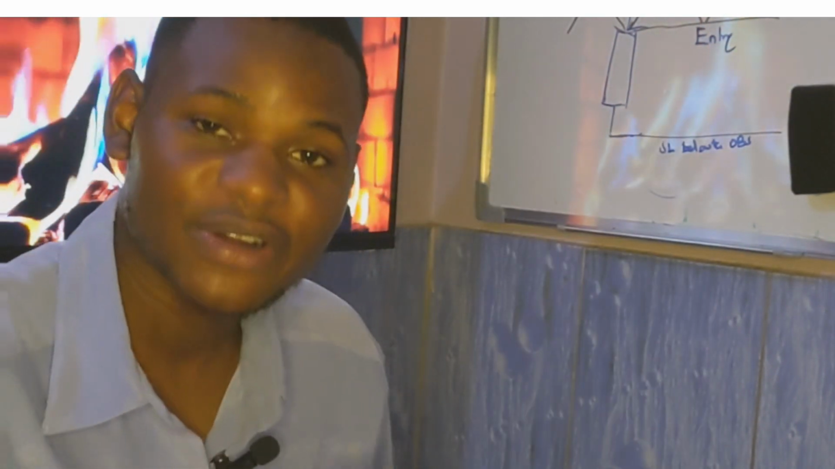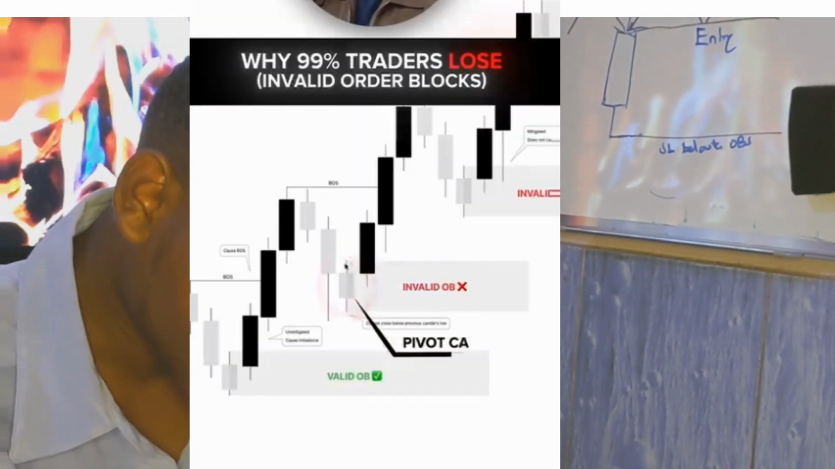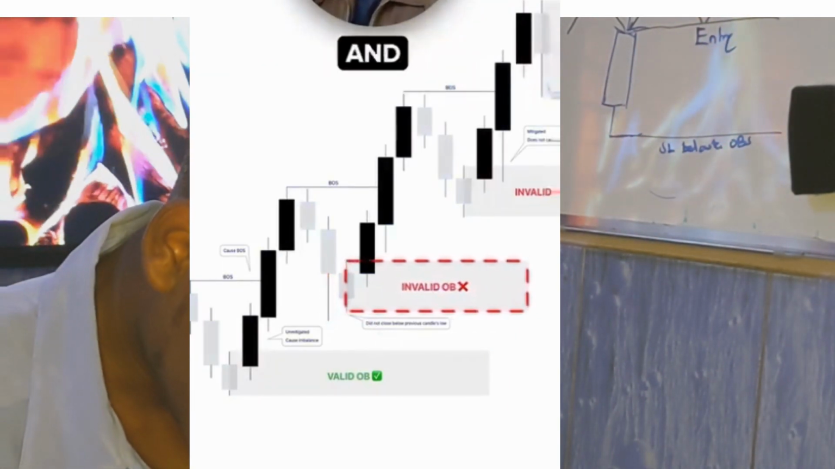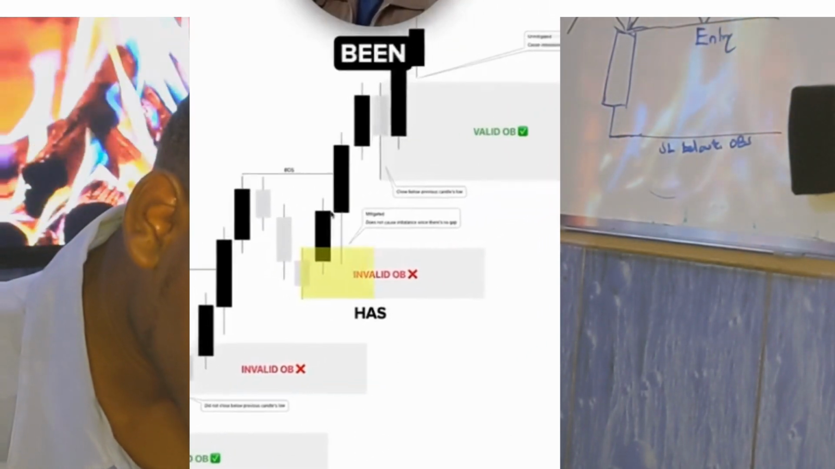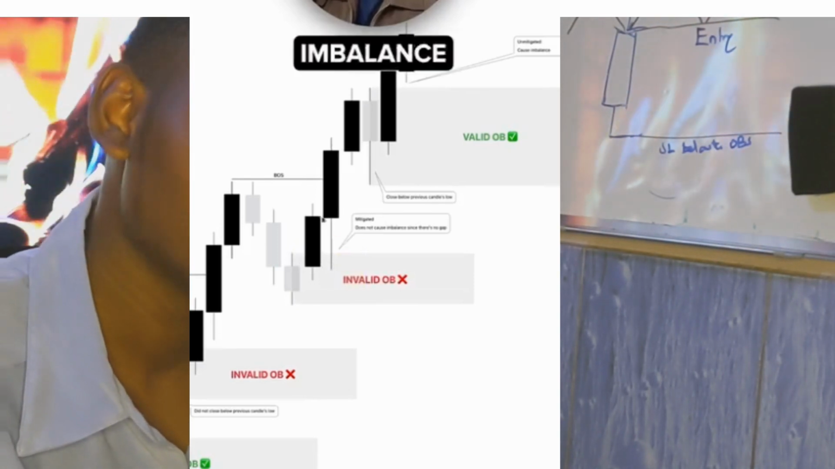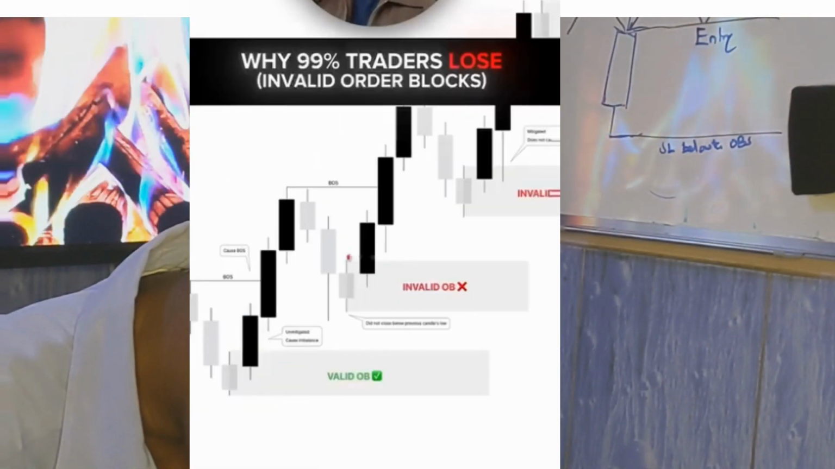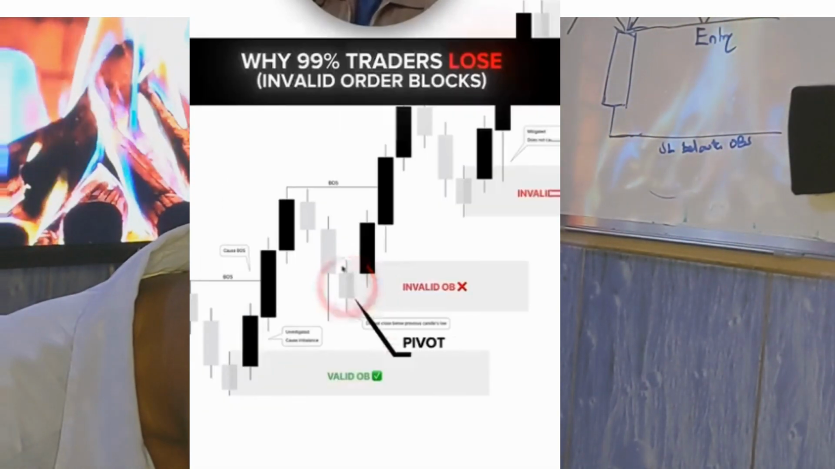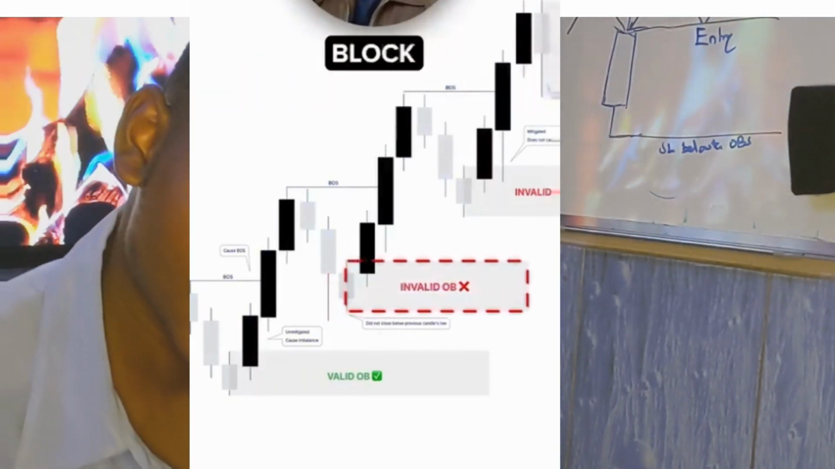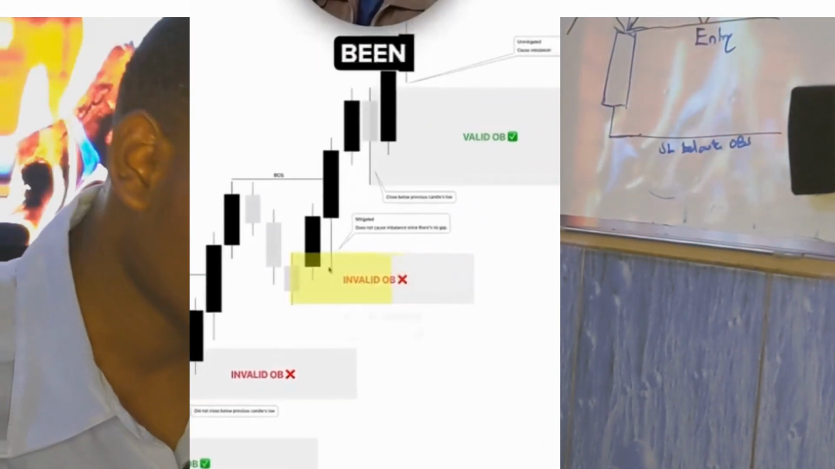For the invalid order block, it is the vice versa of the valid order block. In an invalid order block, the candle does not close below the previous candle low. Let's check this in the chart. Now we see this one: the candle did not close below the previous candle low. Now this is an invalid order block. As we said, not every order block is a valid order block.